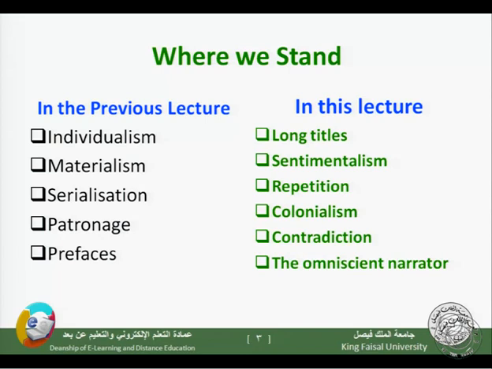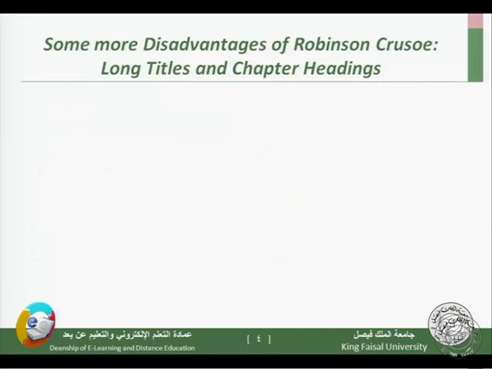Also, novels at that time used to carry long titles, very long titles. And if you remember from the other lectures, you saw the pictures of not only Robinson Crusoe but of other novels as well. The titles are very long. Why is that? Again, no experience, you know. Some more disadvantages of Robinson Crusoe: long titles and chapter headings. Also the chapter headings, not just the title of the novel, but the title of the chapter.